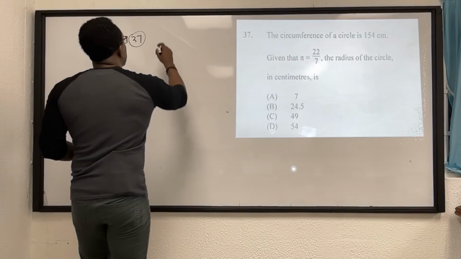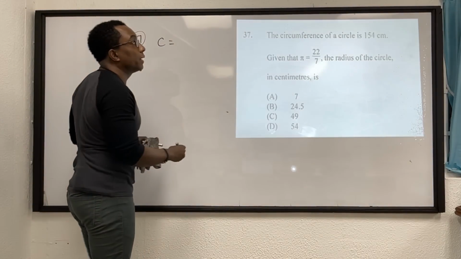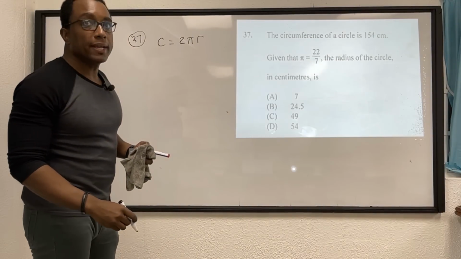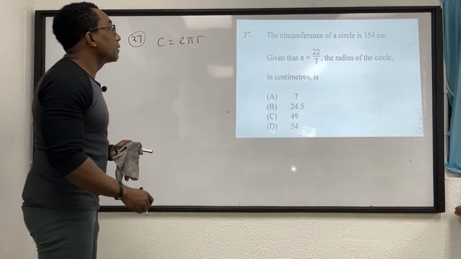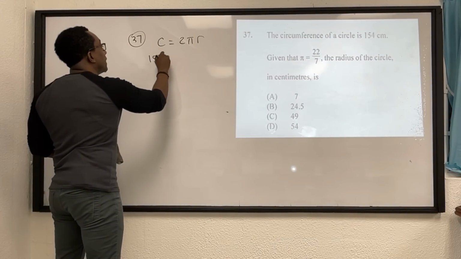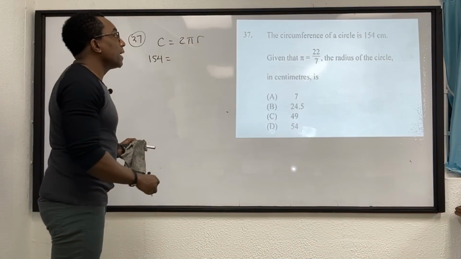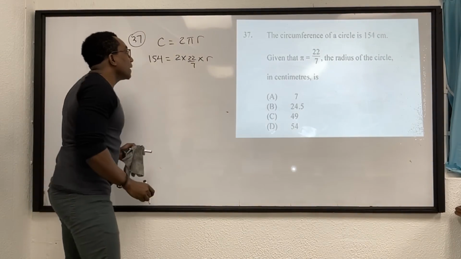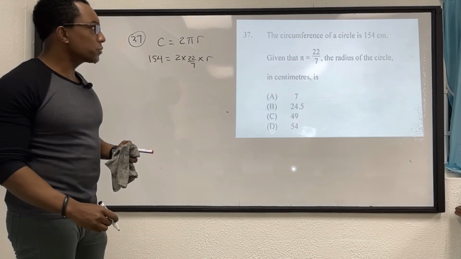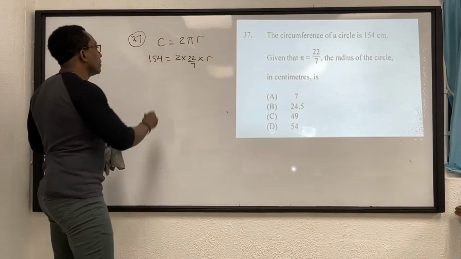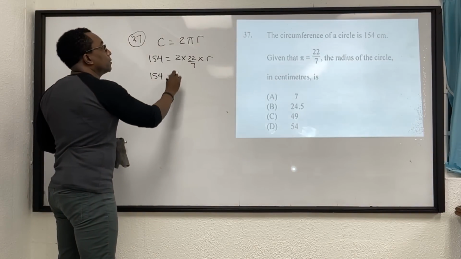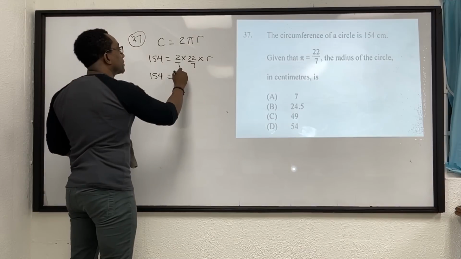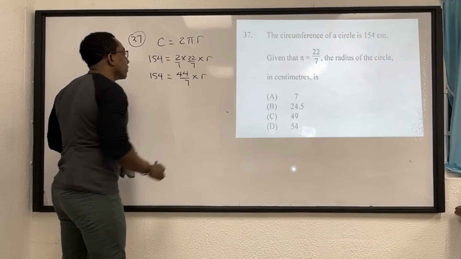So we know that the circumference of a circle, the formula is 2 pi r. They told us to use pi as 22 over 7. The circumference is 154 centimeters. So this is 2 by 22 over 7 times the radius. So let's work it out. This will be 154. 2 multiplied by 22 over 7 will give us 44 over 7 times r.